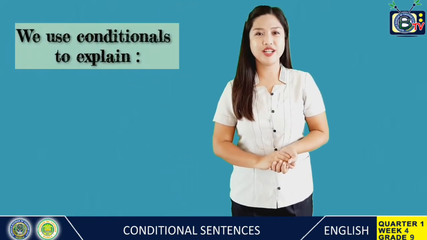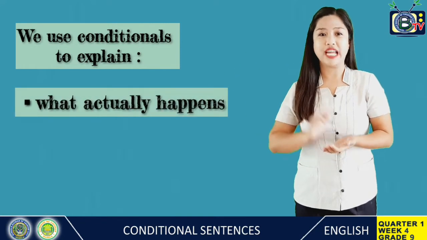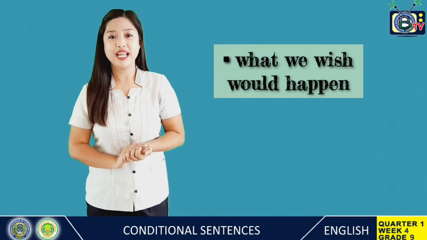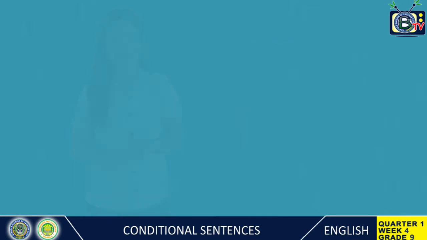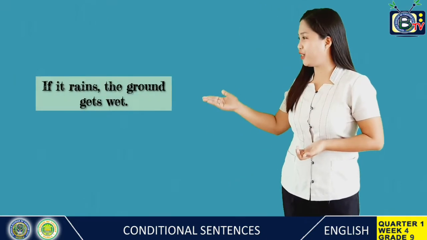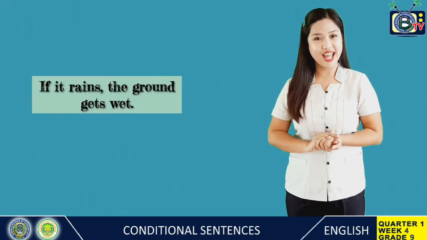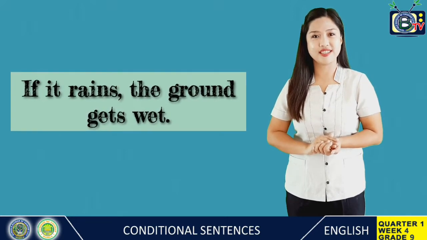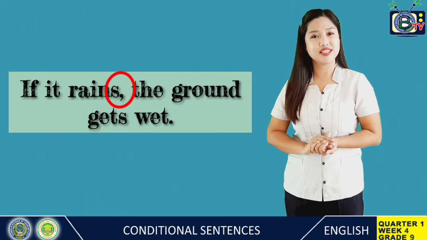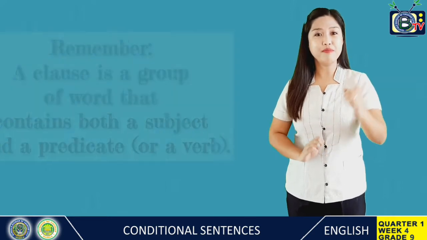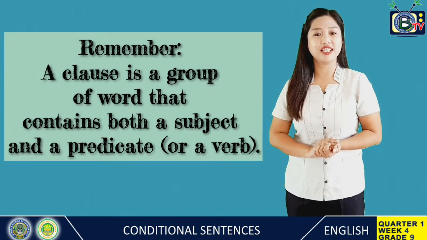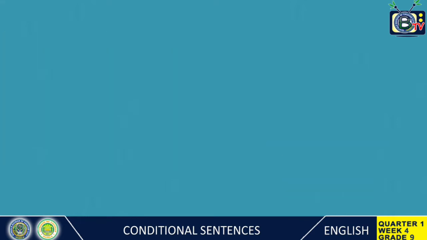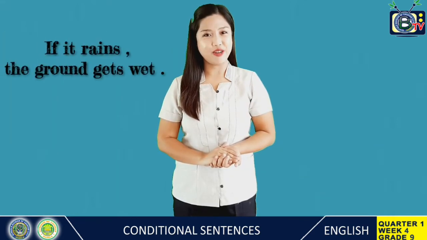We use conditionals to explain what actually happens, what could happen, what we wish would happen, and what might have happened. First, let us take a look at this sentence. If it rains, the ground gets wet. The sentence uses two clauses separated by a comma, and it uses the conjunction if. Remember, a clause is a group of words that contains both a subject and a predicate or a verb. If it rains, the ground gets wet.